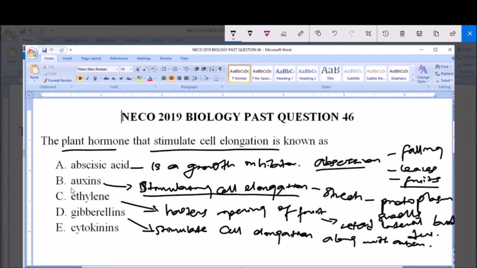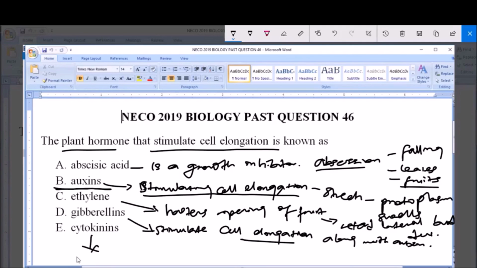Now you can see that gibberellins and auxins both stimulate cell elongation, but the one most concerned with cell elongation is the auxin. Auxin is the most important hormone responsible for cell elongation, because it acts on the cell wall, softening it and making it possible for the protoplasm to swell and increase in amount, thereby leading to stretching of the cell. Gibberellin also brings about cell elongation and division, but it is not the most important. The hormone that is most concerned with this activity is the auxin.